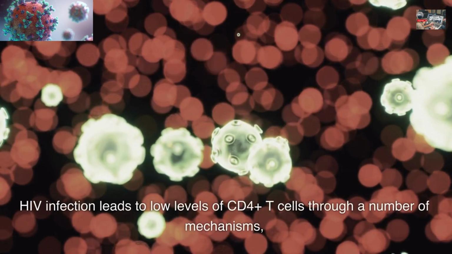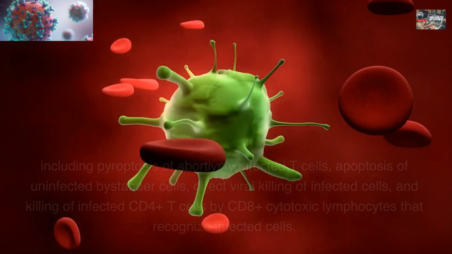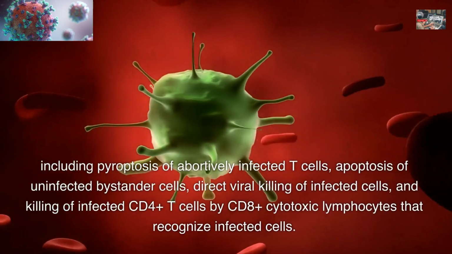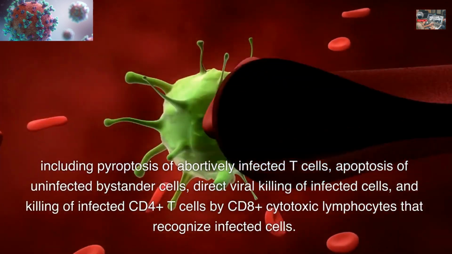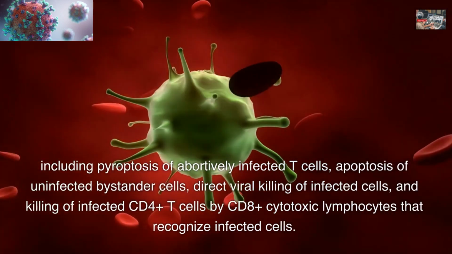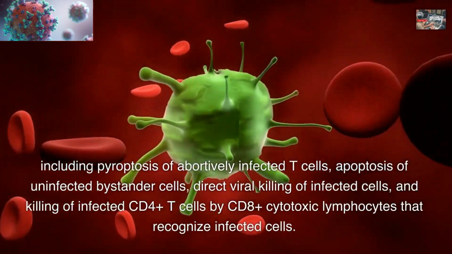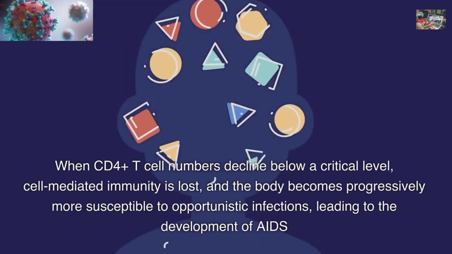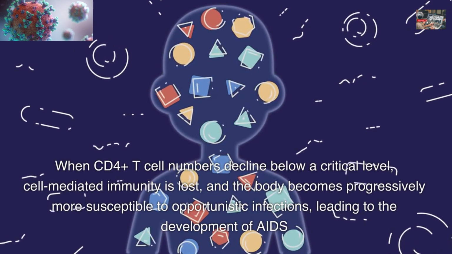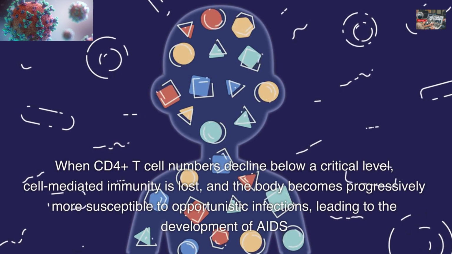HIV infection leads to low levels of CD4 plus T cells through a number of mechanisms, including pyroptosis of abortively infected T cells, apoptosis of uninfected bystander cells, direct viral killing of infected cells, and killing of infected CD4 plus T cells by CD8 plus cytotoxic lymphocytes that recognize infected cells. When CD4 plus T cell numbers decline below a critical level, cell-mediated immunity is lost, and the body becomes progressively more susceptible to opportunistic infections, leading to the development of AIDS.